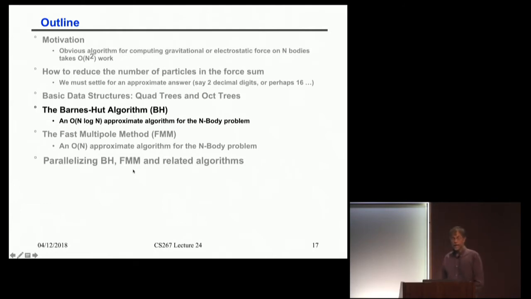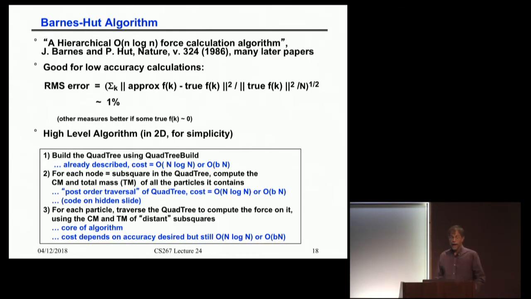Okay, so that's the data structure. Now let's move on to Barnes-Hut, which was the first one that was invented. It appeared in '86, and there were many, many later papers. Their goal in this algorithm was just to get about 1% accuracy. That was what they were hoping for. It's gotten much better since then.